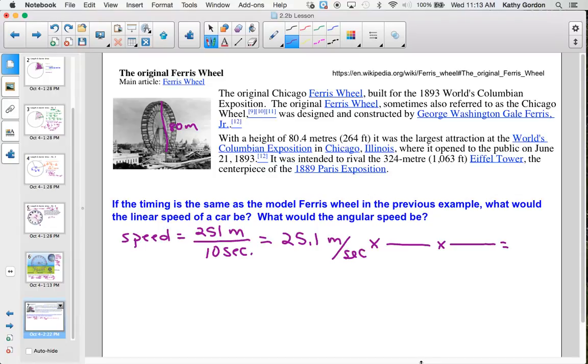So now what would my distance conversion have to be? 1,000 meters on the bottom for 1 kilometer. And time? That one's going to stay the same. All right, so multiply that out. 25.1 times 3,600 divided by 1,000.